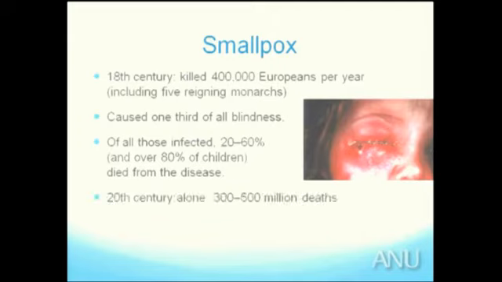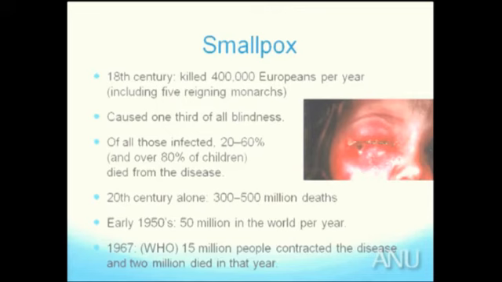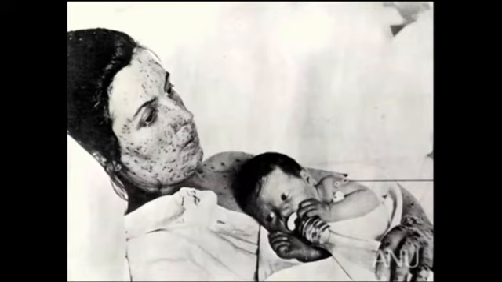But what's most remarkable, I find, is that in the 20th century alone, just before eradication, so just in the first 7 decades of the past century, 300 to 500 million people died. In the early 50s, 50 million died in the world per year. And in 1967, which is pretty recent, the WHO reported that 15 million people contracted the disease and 2 million people died in that year alone.